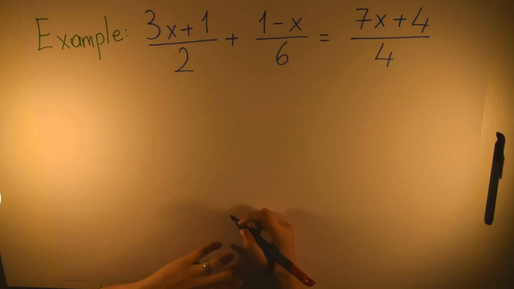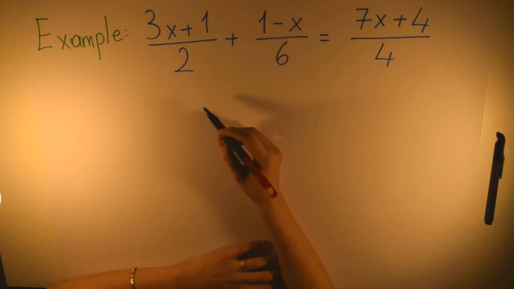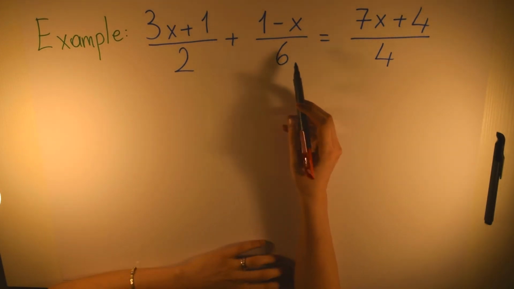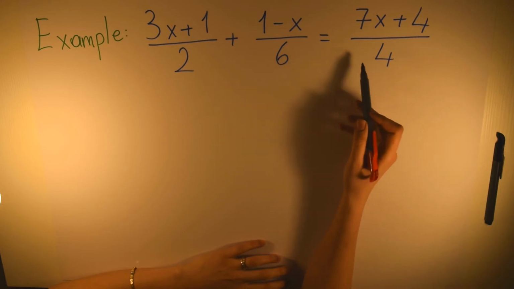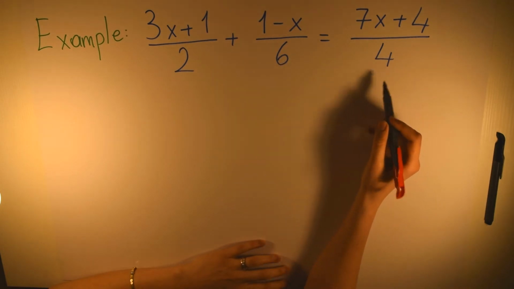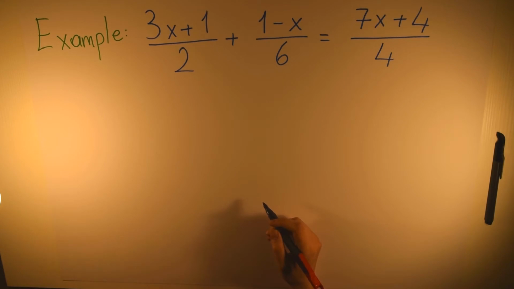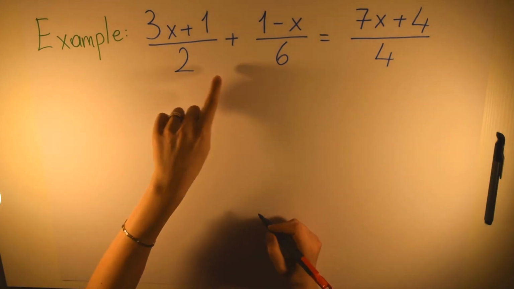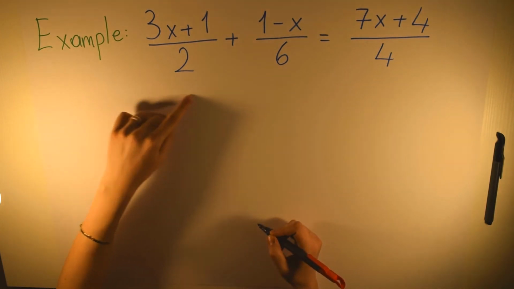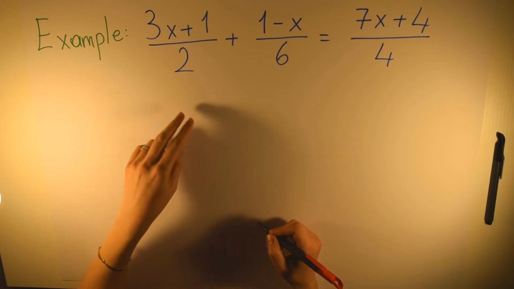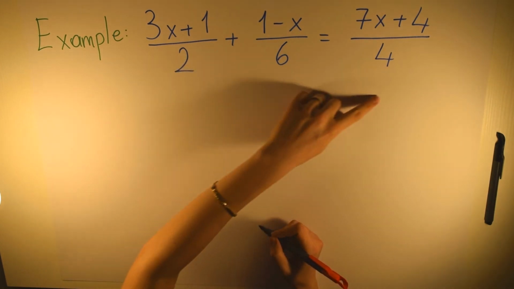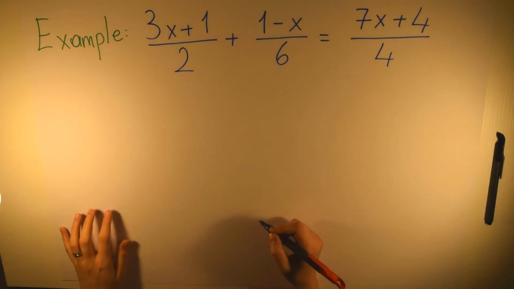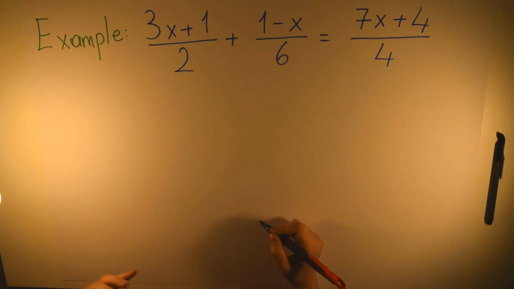Okay, let's continue with this example. Here we have 3x plus 1 over 2 plus 1 minus x over 6 is equal to 7x plus 4 over 4. So in this kind of question, the first thing we have to do is to obtain the common denominator of all the denominators of the equation, so both from the first member and the second member. In this case, I'm going to choose 24, even if it's not the minimum common multiple. So you will see that you can choose any denominator as long as it's common, okay?